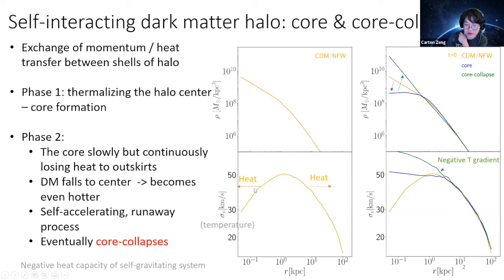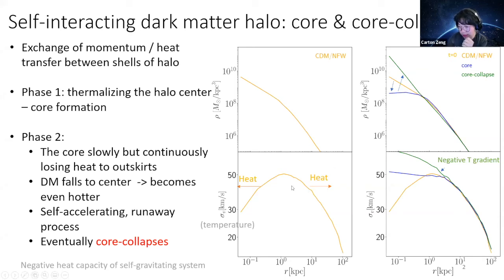And this heat inflow, as Akaxia had mentioned, will lead to thermal equilibrium in the central part, and leads to the core formation naturally. But that's not the end of the story yet. There is also the second phase, which is induced by this slowly but continuously going heat outflow to the outskirts. This is because of the so-called negative heat capacity of the self-gravitating system. This process is slow but endless, and eventually will lead to the core collapse of the halo.